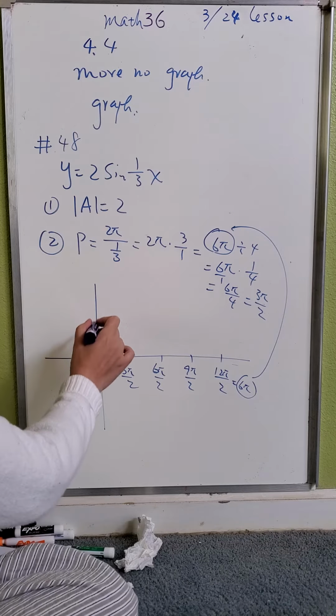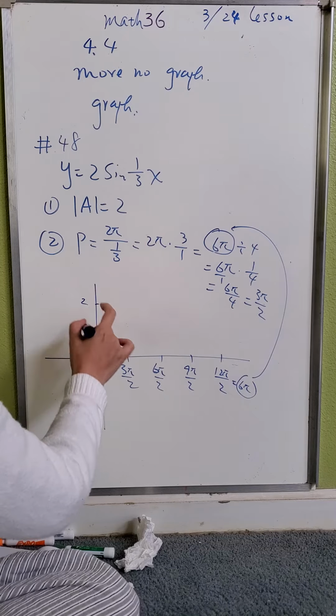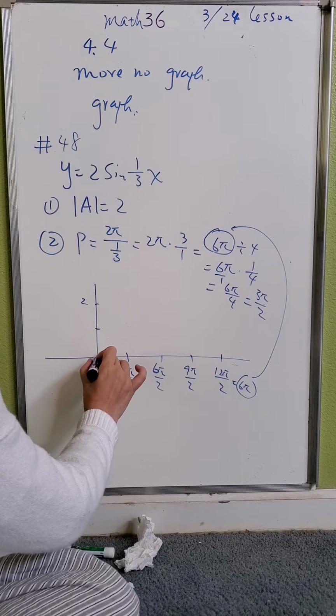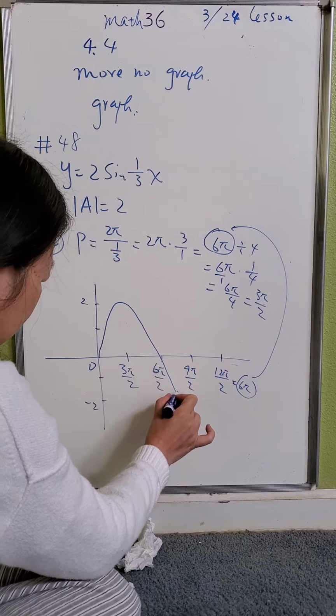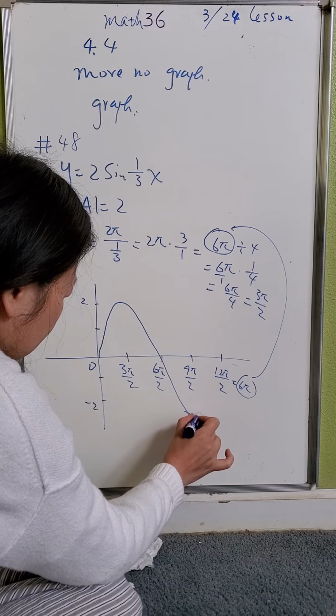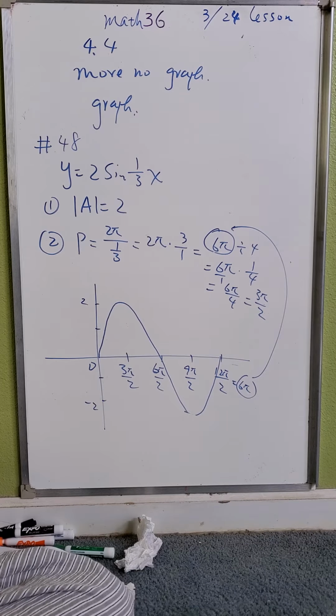And then your amplitudes are 2, so it's 1, 2. And 1, 2. Sine graph, so start from 0 and then come back down. So each unit occupies 1 quadrant. Okay, so that's the graph. So that's for number 48.